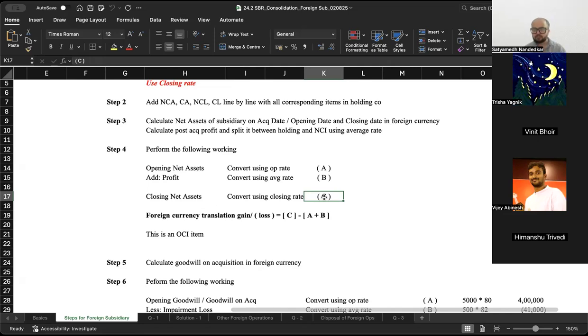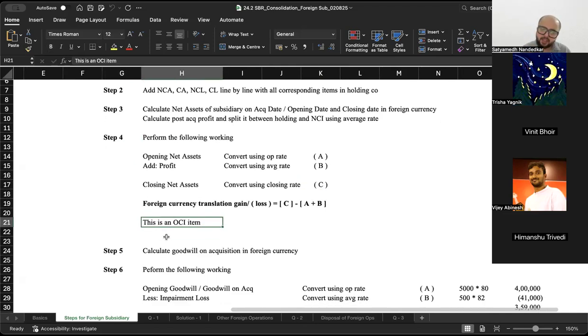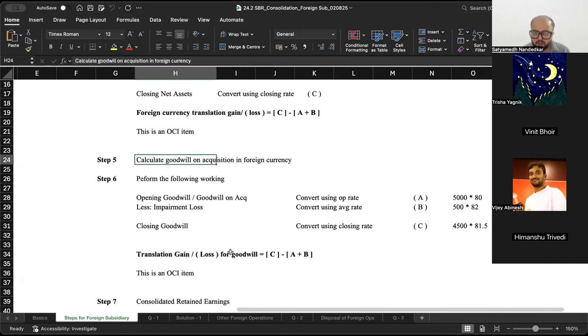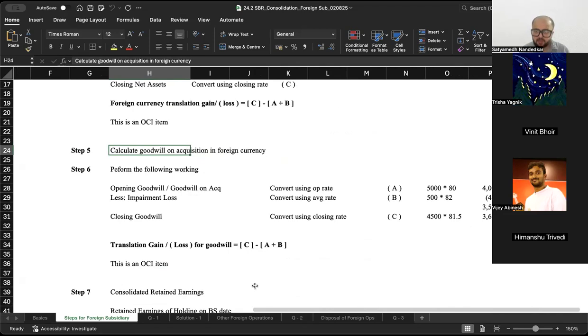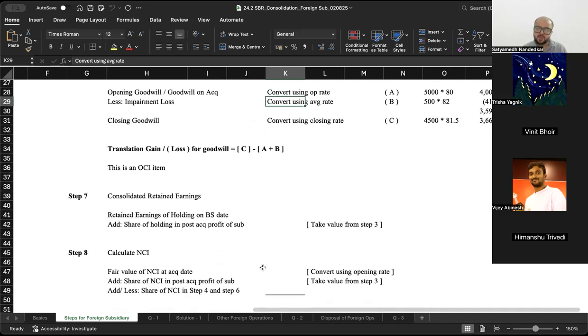And in this situation, whatever is the difference, that is called foreign currency translation gain. In step 4, it is an OCI item. Then calculate goodwill of the subsidiary company in foreign currency. Then perform the same working. Opening goodwill less impairment, closing goodwill. Opening goodwill convert using opening rate. Impairment loss convert using average rate. You get a certain number for that, A plus B, or A minus B rather. Compare that with the closing value of goodwill, convert the foreign currency goodwill into a domestic currency using the closing rate. The difference between these two is again a translation gain, which is an OCI item.